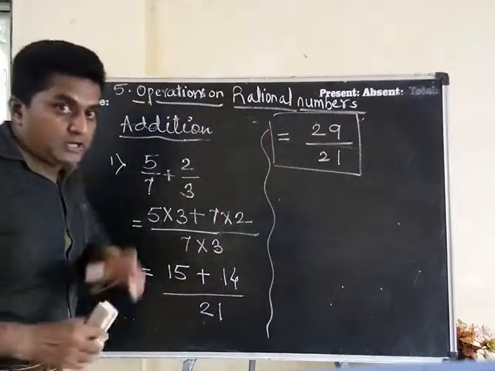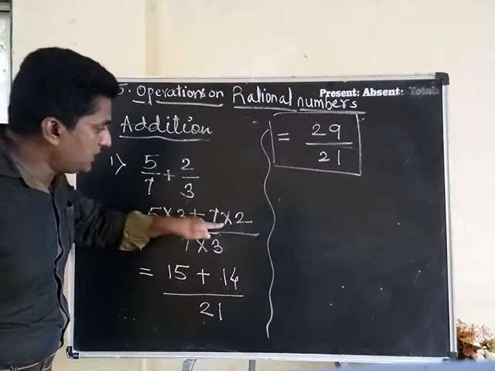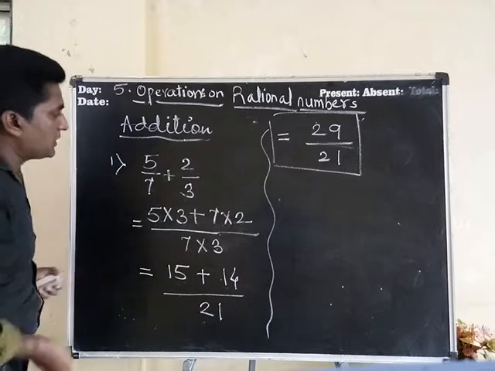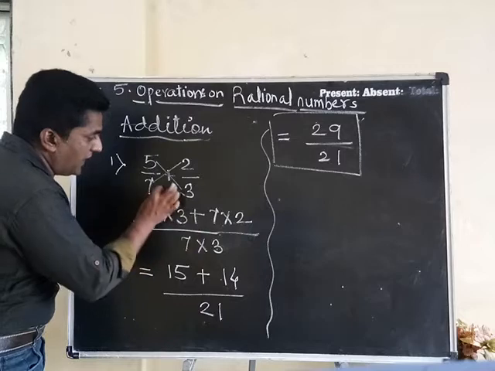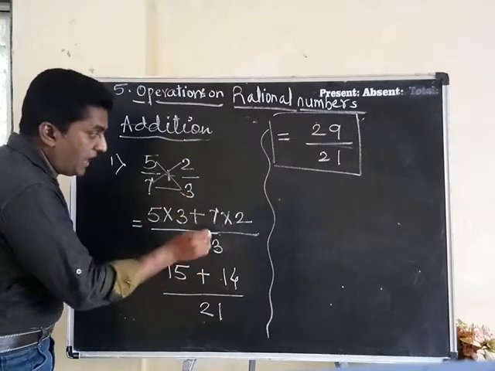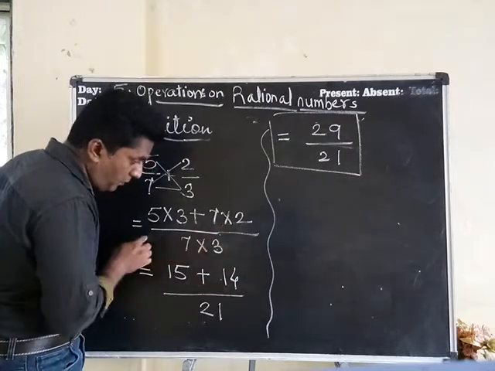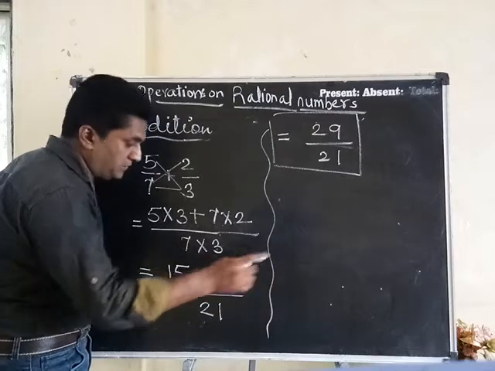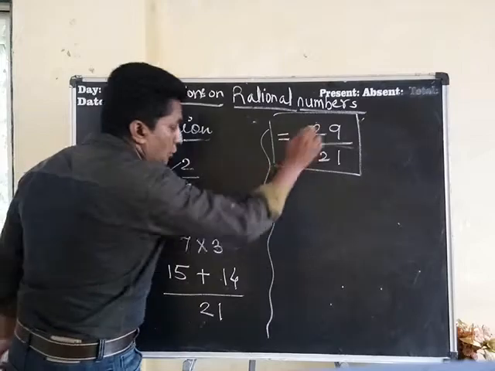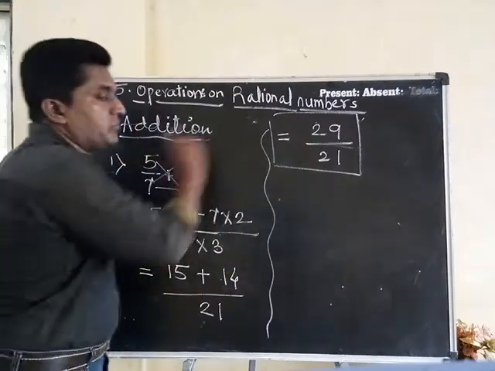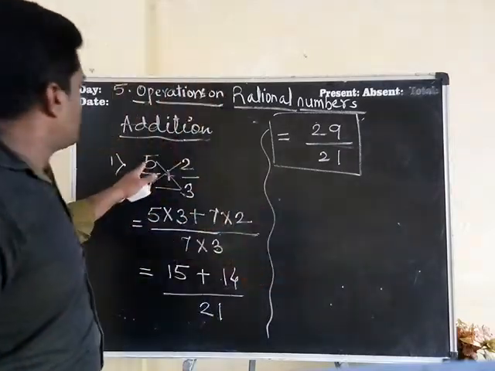Everybody understood what I did? First I multiplied these two: 5 3s are 15, 7 2s are 14, and 7 3s are 21. Then 15 plus 14 gives 29, with 21 in the denominator, and this is your final answer. Right everybody? So I showed you how to add two fractions.